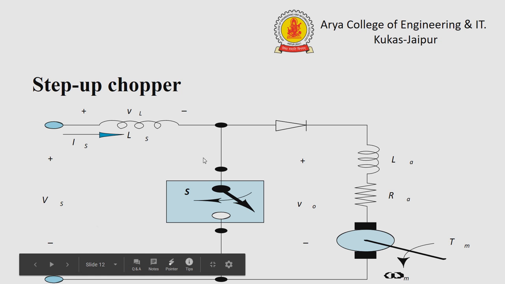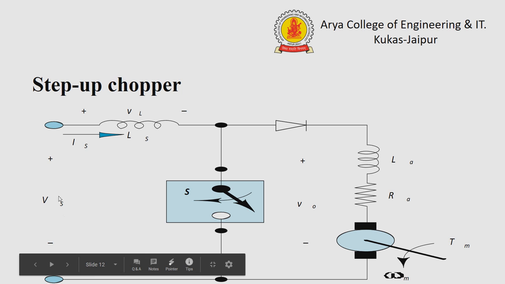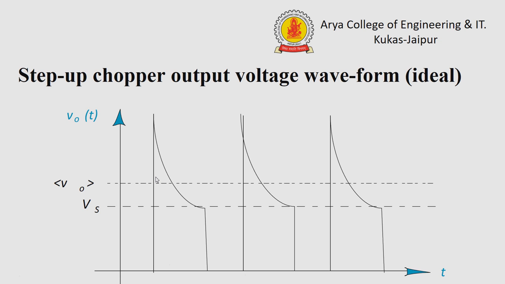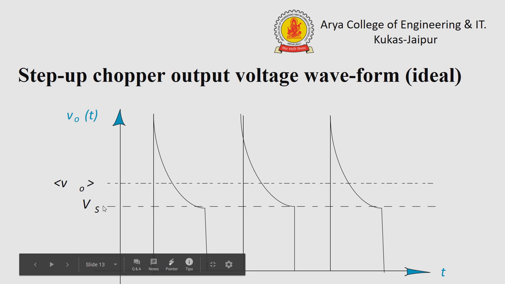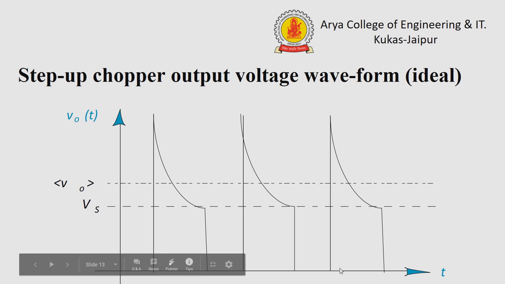When switch is off, in the second condition, we supply the voltage across the inductor, and the current directly flows through the diode and to the load and back to supply. That is the operation of step up chopper. A step up chopper output voltage waveform. That is the output voltage at x-axis, and that is the time period T.